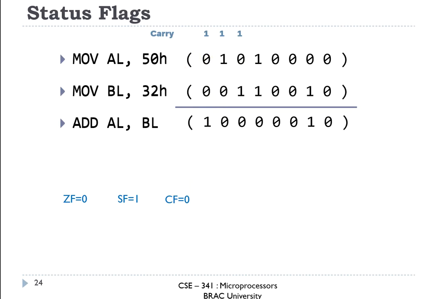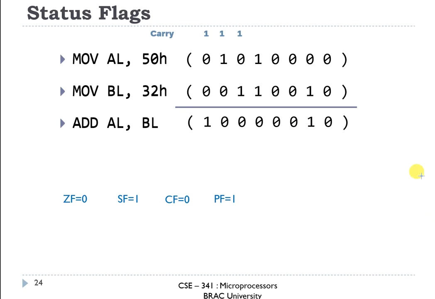Next up is parity flag. Parity flag tells us if the answer has an even number of ones or odd number of ones. If it has an even number of 1s, then parity flag is set to 1. In our answer here, we have two ones. Therefore, our parity flag is going to be set to 1.